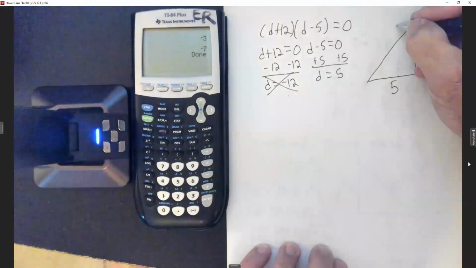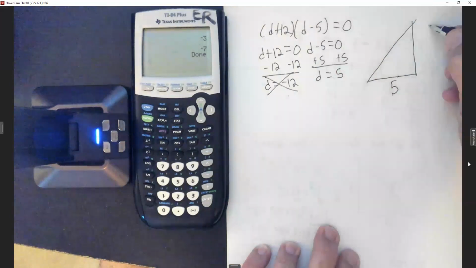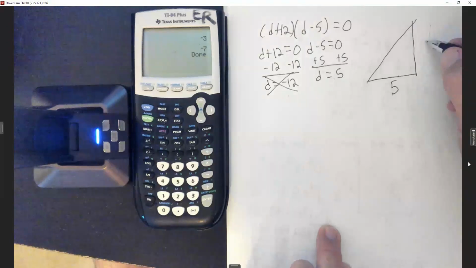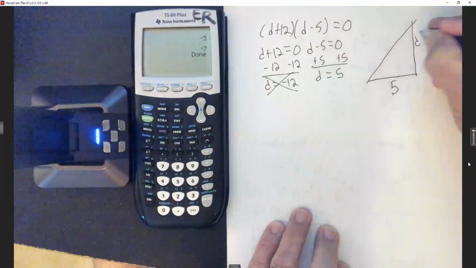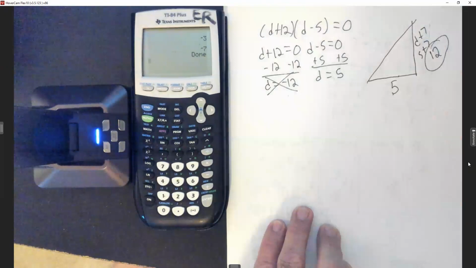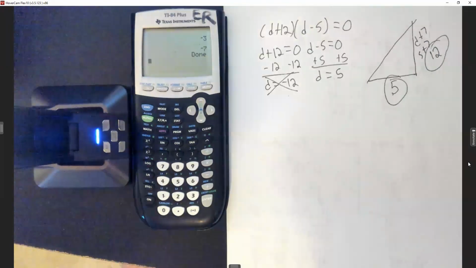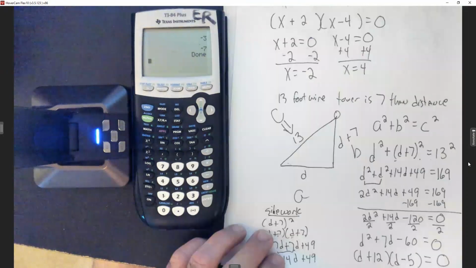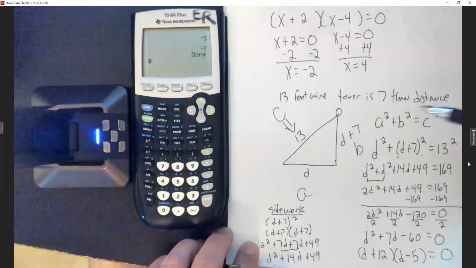Which means we knew the wire was 13. If this side is 5, how tall is this tower? And if you remember, we said that was D plus 7. So this would be 5 plus 7, which means that side would be 12. So it's 5 from the tower to the wire, and then the actual tower was 12 feet tall. So that's your trick on this one, is to really get it set up with your picture and then break out the Pythagorean theorem, okay?